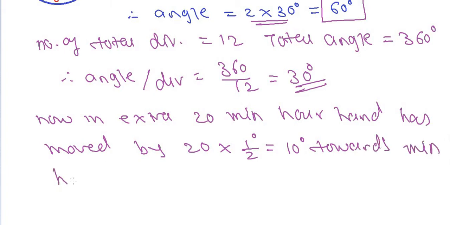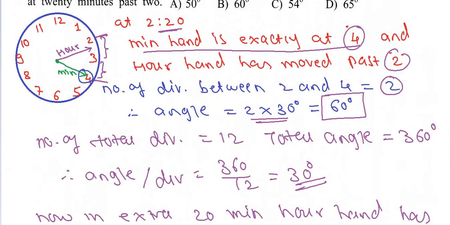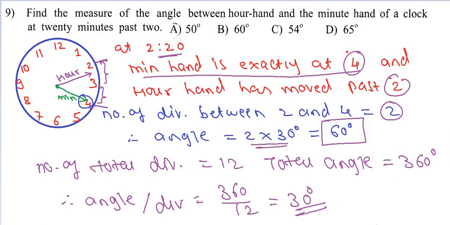right? So the total angle is 60 degree, out of which the hour hand has moved towards the minute hand by 10 degree. Therefore the net angle between hour hand and minute hand is equal to 60 degree minus 10 degree, that is equal to 50 degree, the net angle between hour hand and minute hand of a clock. So which option is correct? So option A is correct, 50 degree.